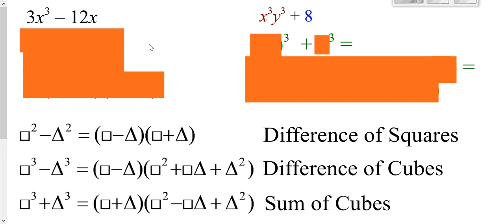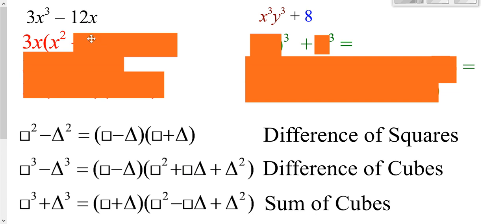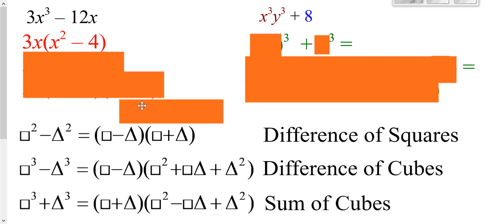So here we're going to do our first step, which is always greatest common factor. You'll notice you could pull out a 3 and an x. So we pull a 3 and an x out, and then you've got to think, 3x times what is this here, which is an x squared. 3x times what is your negative 12x, and well, that's just a minus 4.